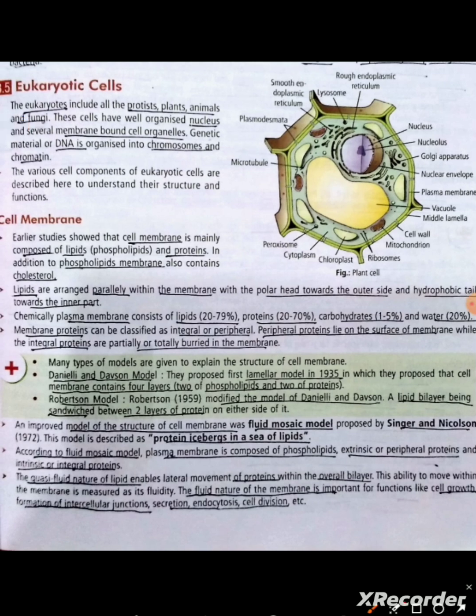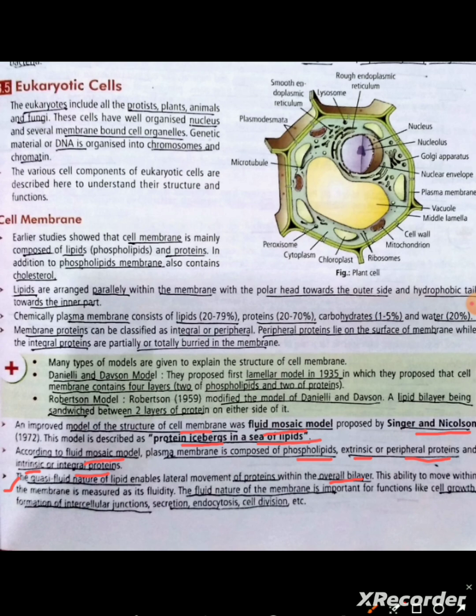An improved model of the structure of the cell membrane is the fluid mosaic model, proposed by Singer and Nicolson in 1972. This model is described as protein icebergs in a sea of lipids. According to the fluid mosaic model, the plasma membrane is composed of phospholipids, extrinsic or peripheral proteins, and intrinsic or integral proteins. The quasi-fluid nature of lipid enables lateral movement of proteins within the overall bilayer. This ability to move within the membrane is measured as its fluidity.